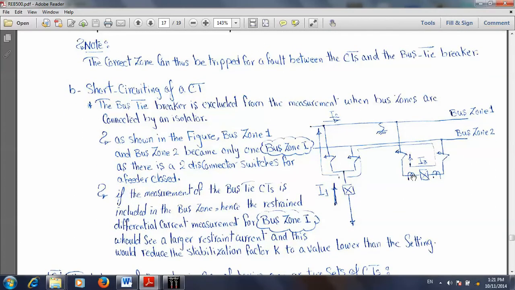Also, the CT measurements of the bus coupler are excluded from the measurement in case any two bus disconnectors are closed on this section. For example, here we have one feeder, Q1 and Q2 are closed, so these CTs are excluded from the measuring system. Already here, if any fault happened, both bus bars will trip, as you cannot isolate only one bar because both disconnectors here are closed, so you have to trip both bus bars.